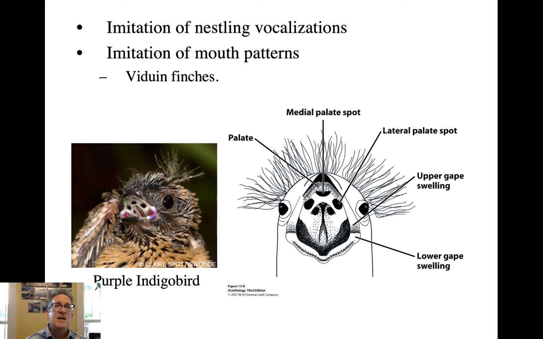In some cases, such as the Bedouin finches, they will imitate the really bizarre, very specific mouth patterns associated with their host nestlings to, again, try to maintain that trickery in the nestling phase to get the parents to feed their young. So this is a purple indigo bird showing you this pattern of high contrast and also highly colored patterns, showing that there's a lot of coevolution between the parasite and the host nestlings.